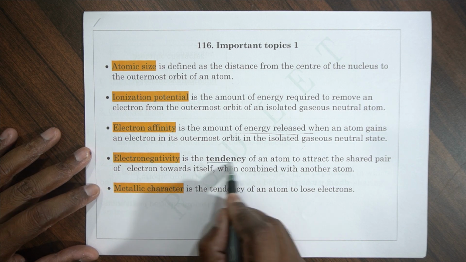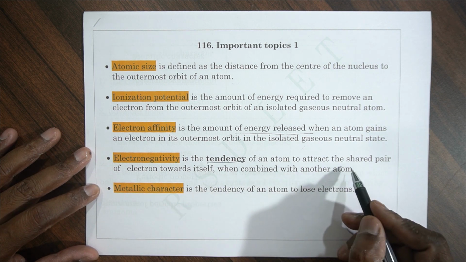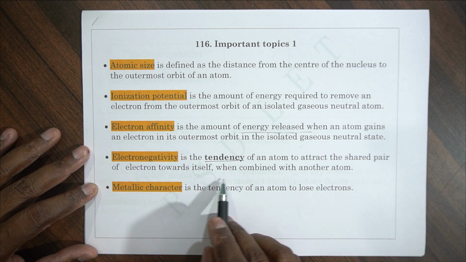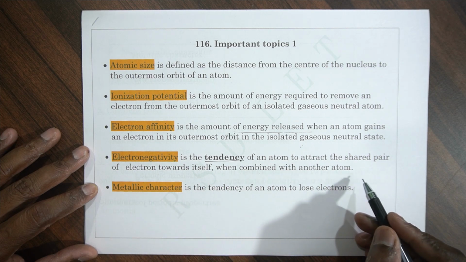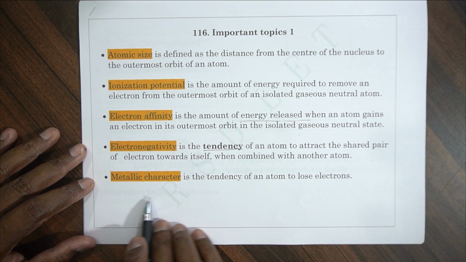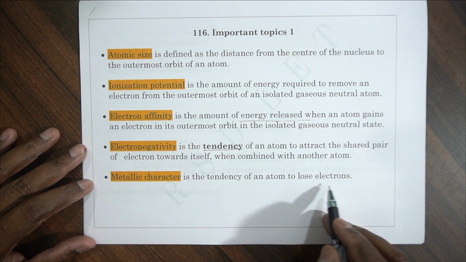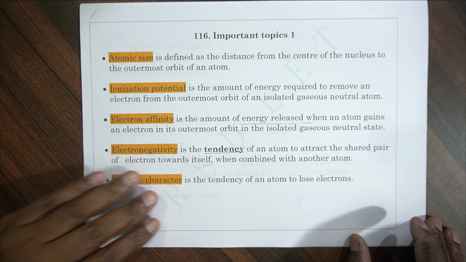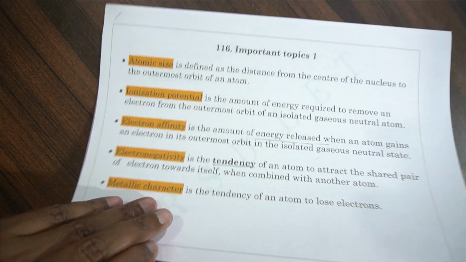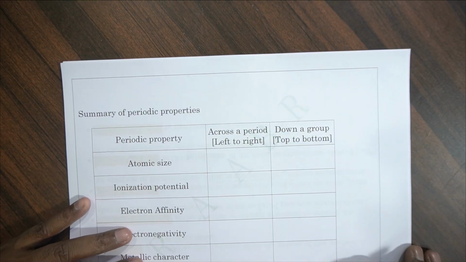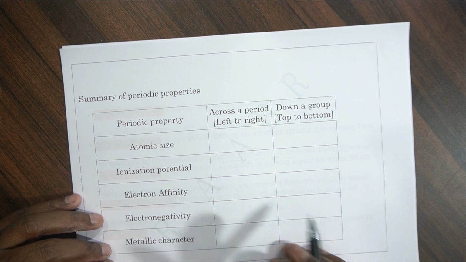The fourth definition is electronegativity. It is the tendency, the important word, tendency of an atom to attract the shared pair of electrons towards itself when combined with another atom. The next definition is metallic character, the tendency of an atom to lose electrons. So these definitions you must learn, you should not underestimate it. You must learn, write and practice so that you will be able to write without any mistake, without missing any key term.